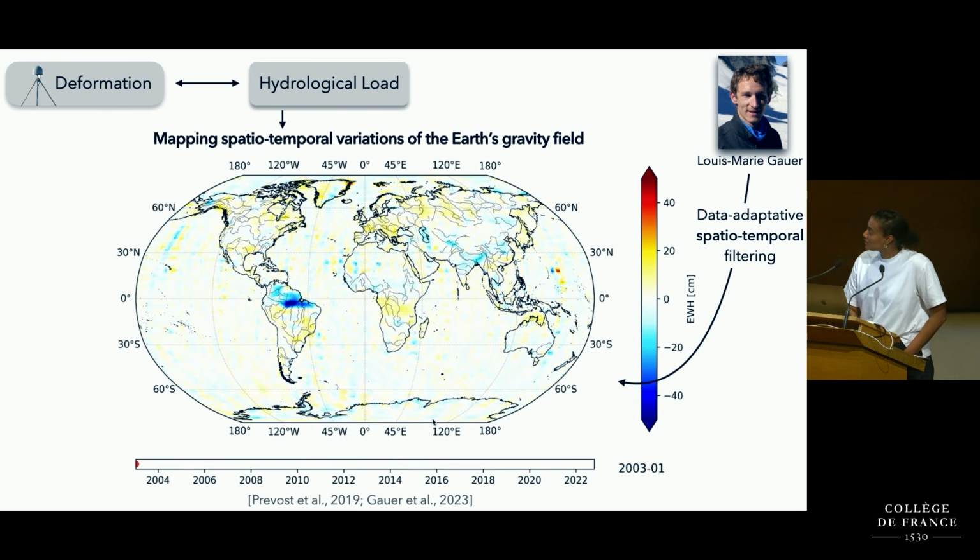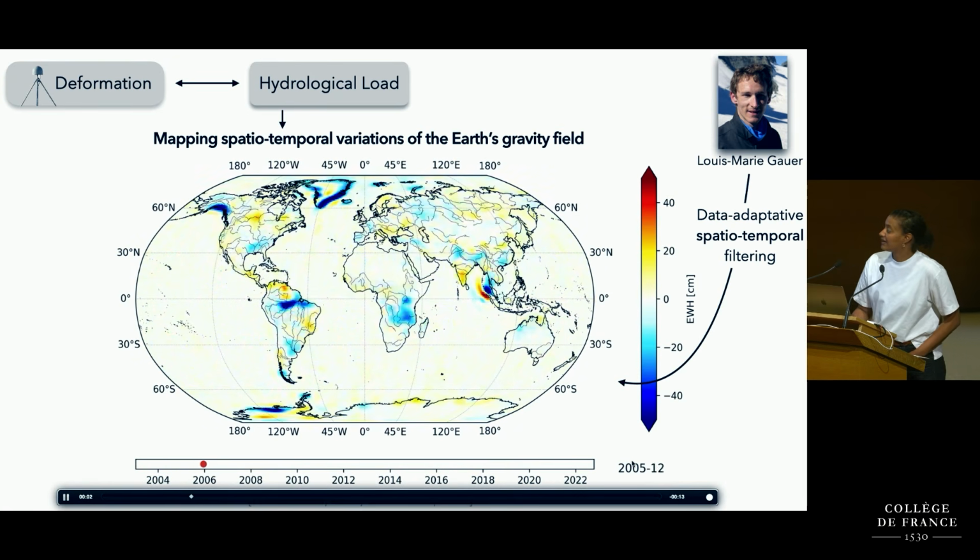So what I'm going to show you here is a little movie of the mass gravity change over the past 20 years, and we express this as what we call equivalent water height. So it's basically the height of the water column that would be required to explain the change in orbits that we see between the satellites. So let's go for it.